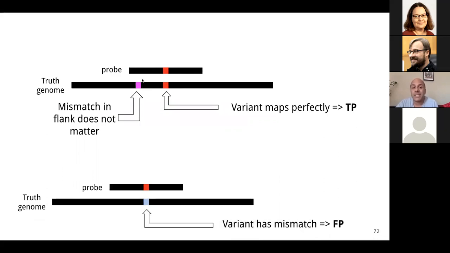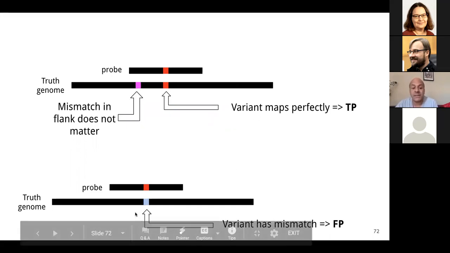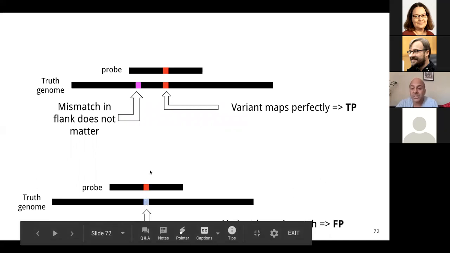I don't care about mismatches in the flanks, as long as the mapping is good; I think we've got at least 100 bases on either side. Mismatches in the flank we're not so worried about. That should give you a true positive. But if there's a mismatch in the actual allele, then it's a false positive.